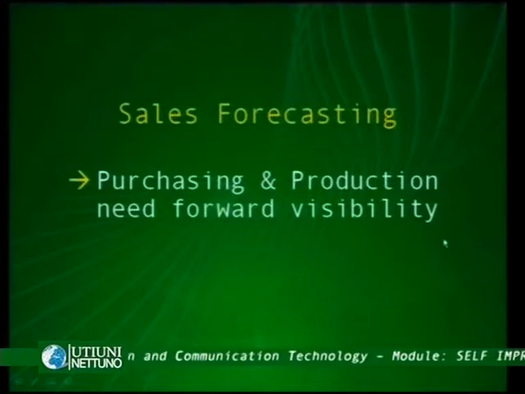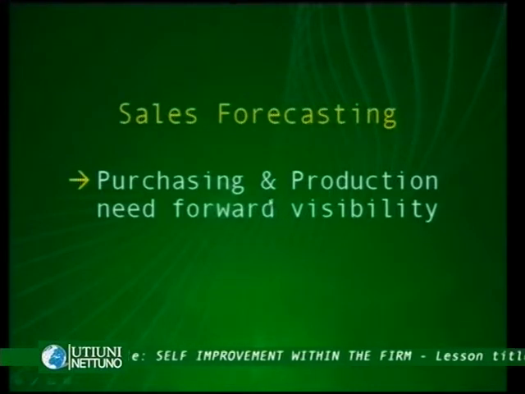So the next slide here is sales forecasting. Purchasing and production need forward visibility. What do we mean by that? Well, if you're going to have a lean operation and the companies are going to be working well with you, you need to know what they're going to want in terms of sales, and you're going to be able to tell purchasing, you're going to be able to tell production, production planning, finance. All these people need to know, particularly in production and purchasing.